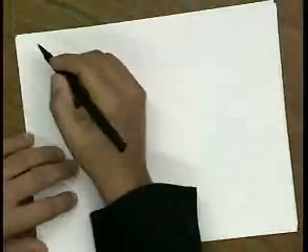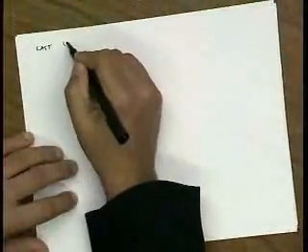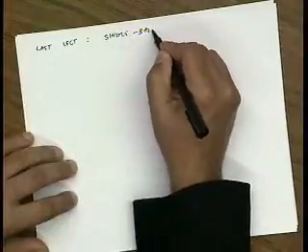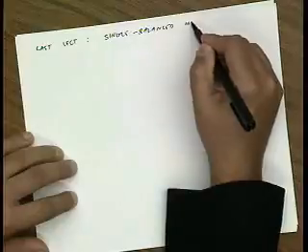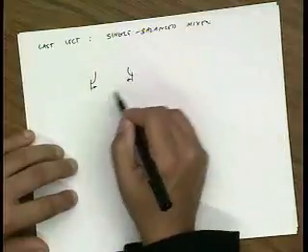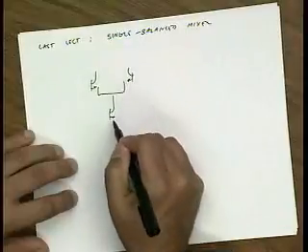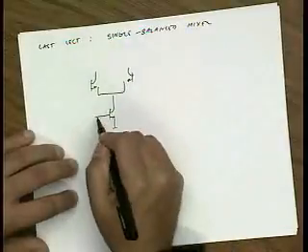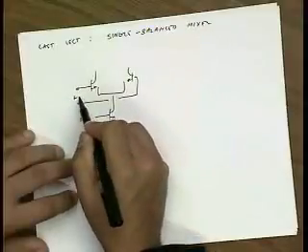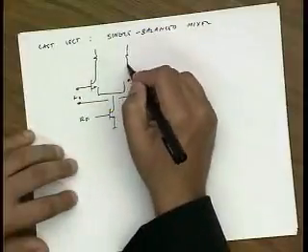So we also discussed last lecture the concept of a single balanced mixer. And that was a mixer that was basically a differential version. We have our RF signal here. Again, we have our LO signal. And we take our output differentially.